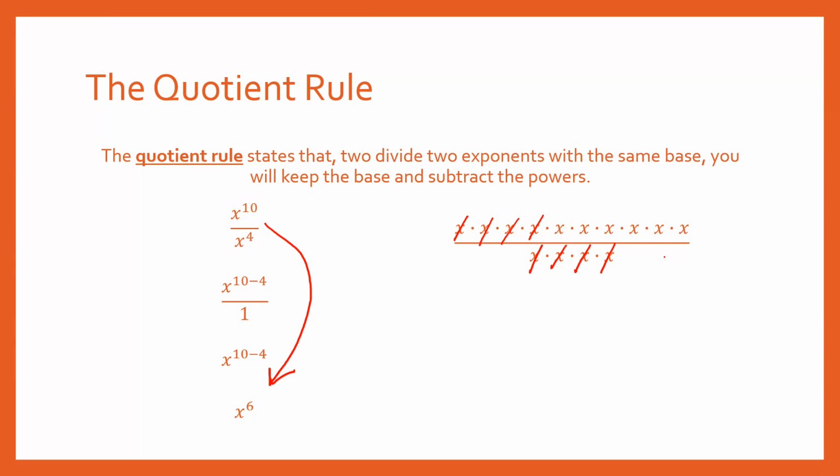Now think about cross-canceling. When you do that, you're dividing that number by the other one, correct? So x divided by x just makes that a 1, right? So 1 and 1, 1 and 1. It's not that we have nothing left in the bottom, we're just left with the number 1. So we're left with 6 x's in the numerator and the number 1 in the denominator. That becomes x to the 6th over 1, or just x to the 6th. And that's how you can visually see why that rule works.